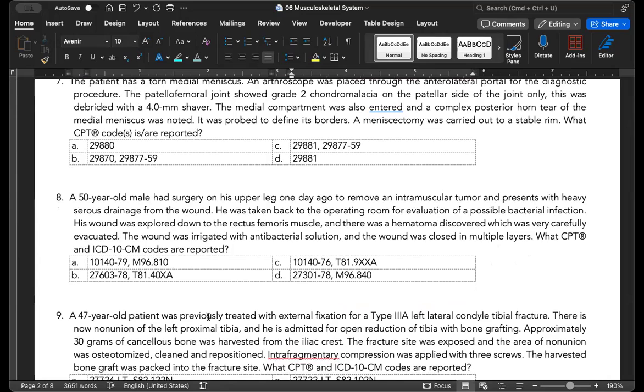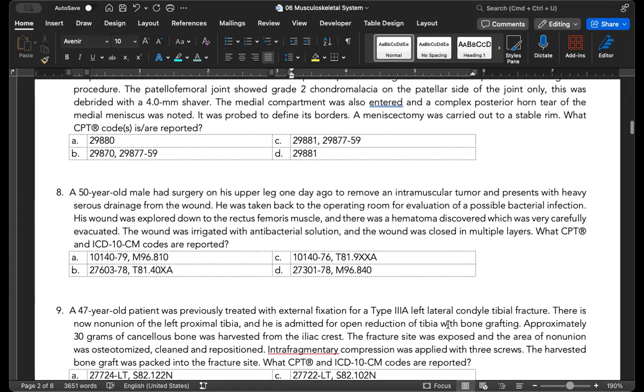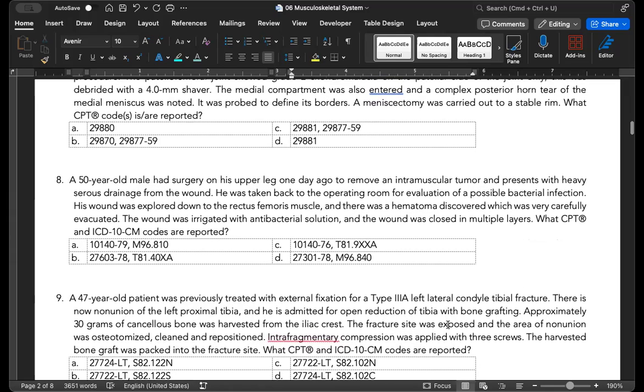He was taken back to the operating room for evaluation of a possible bacterial infection. His wound was explored down to the rectus femoris muscle, and there was a hematoma that was discovered, which was very carefully evacuated. The wound was irrigated with antibacterial solution, and the wound was closed in multiple layers. So what CPT and ICD-10 code are we going to report? Let's look at it from an ICD-10 perspective first.